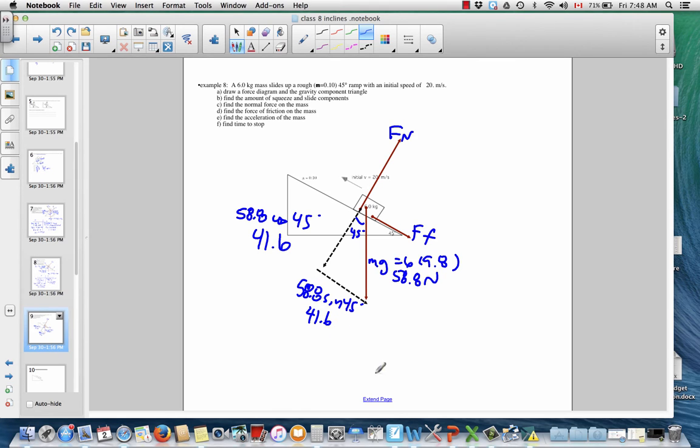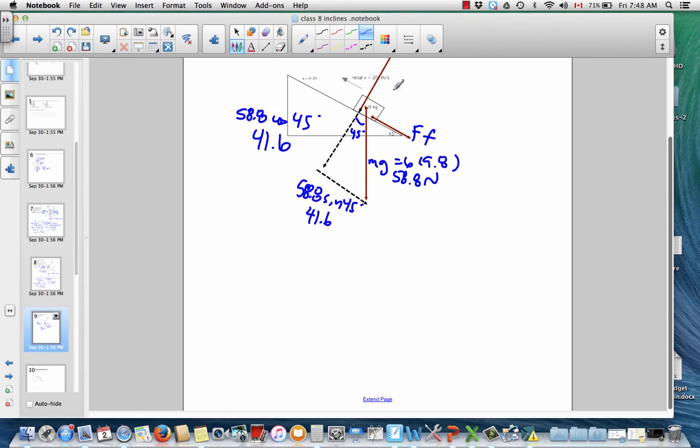Okay, now to find the normal force, which is our next task, we're going to analyze forces in the y direction. So here's our little coordinate system. Y direction is perpendicular to the ramp, and x direction is down the ramp. Remember, you can choose your own coordinate system. You can put it any way you want, but this is a convenient one for the ramp. So now let's analyze forces in the y direction and the x direction.